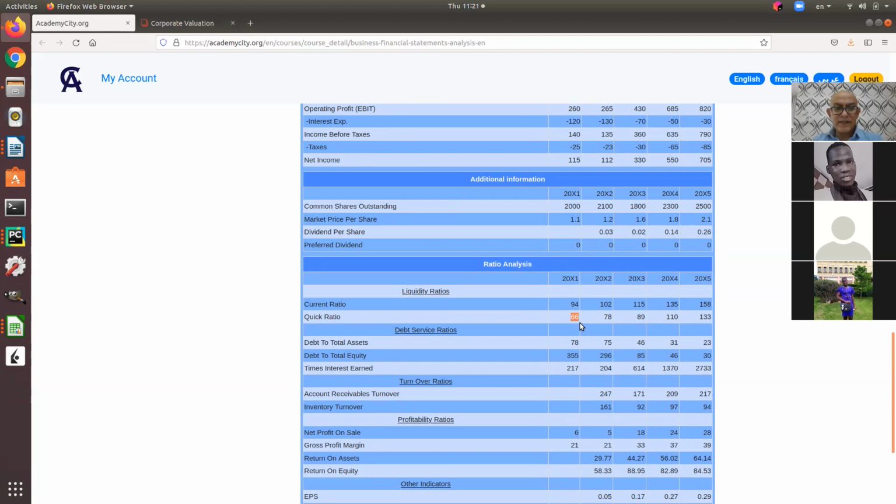Again, a 66, it's a high number. It's 94 for current ratio. Is it too high or too low? That really depends on the kind of industry the company is in. And as I mentioned, we're going to add another column here, and you can really compare it to the average in the industry. So if most of the companies are around 90%, then this company at 94 is okay.